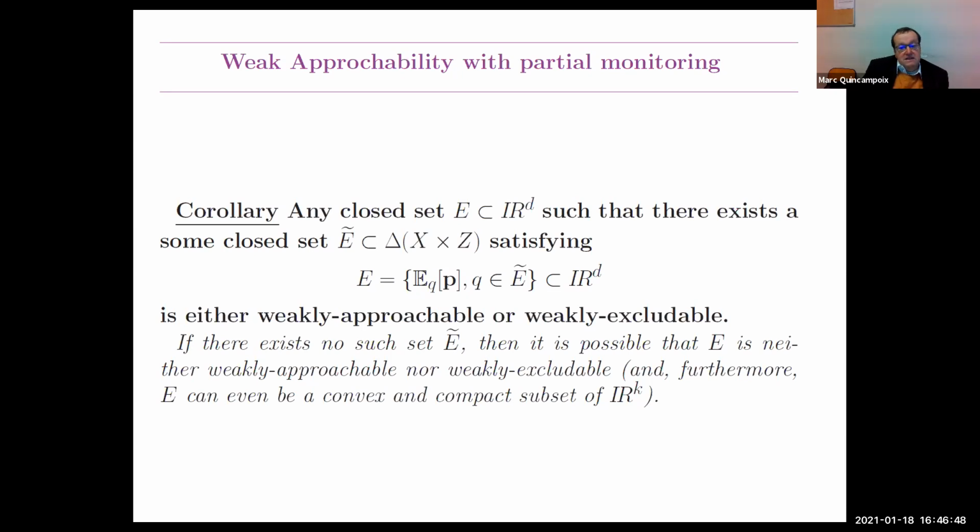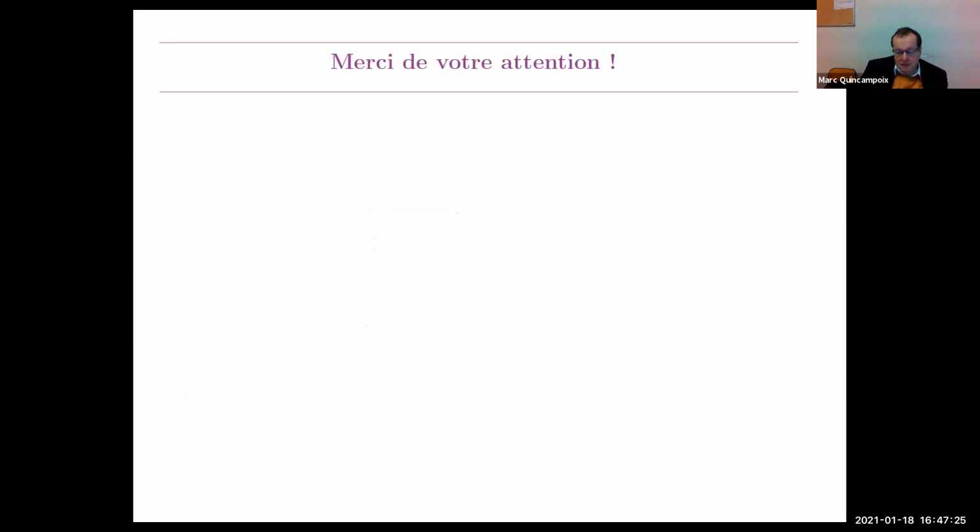And it means, of course, that in the game on E tilde, there can be sets which are neither weakly approachable nor weakly excludable, only because when you take the inverse by the map P and P minus, it could be empty. And you can construct a lot of examples. I think Vianney did it in a different paper.